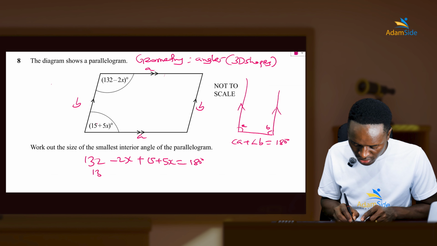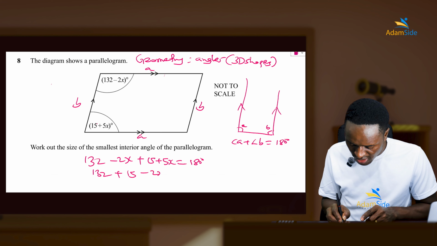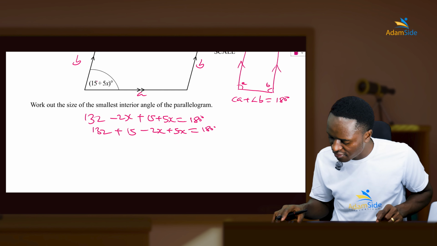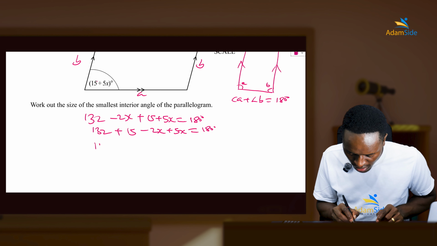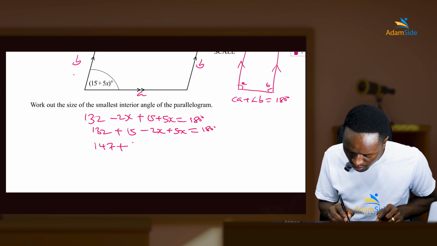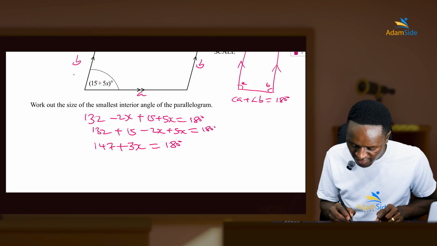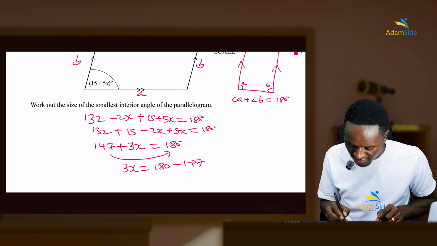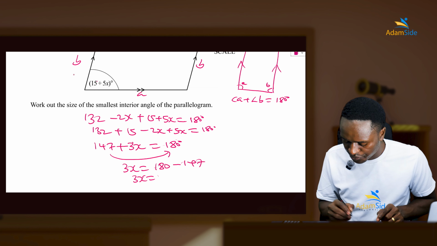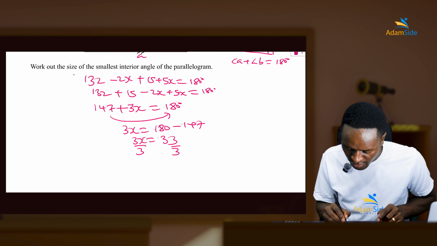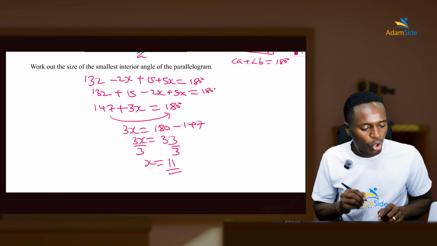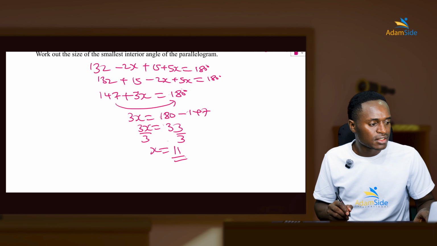Then collect like terms. 132 plus 15 minus 2x plus 5x should be equal to 180 degrees. 132 plus 15 is 147, and minus 2x plus 5x is plus 3x, which is 180 degrees. Then take 147 to the other side: 3x is equal to 180 minus 147. Therefore, 3x is equal to 33. Then divide by 3, divide by 3. X is equal to 11. Correct, you get your answer as 11.